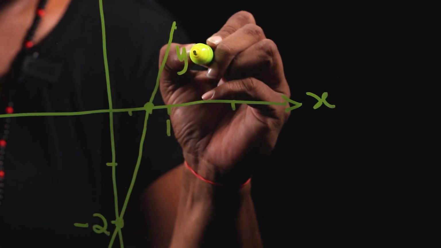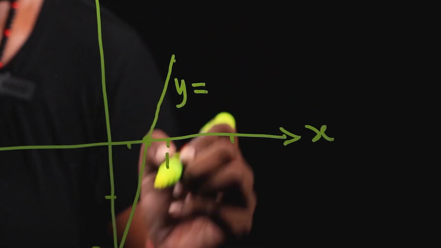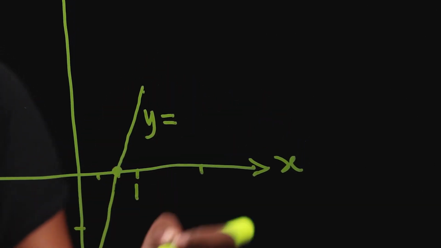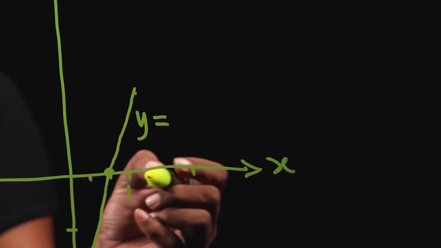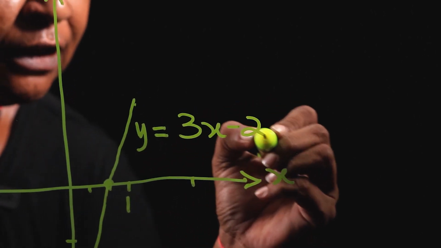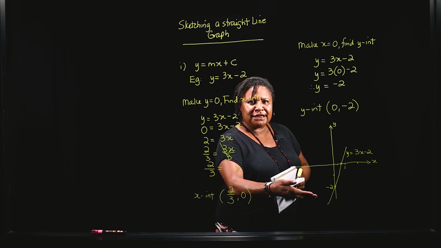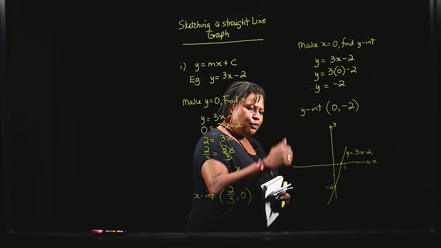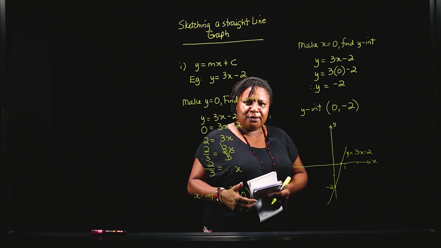Write your equation next to the line so we know that it is the graph of that equation. So y is equal to 3x minus 2. Okay, that didn't take us long. So you see how fast we can do this just by finding 2 points using the equation.